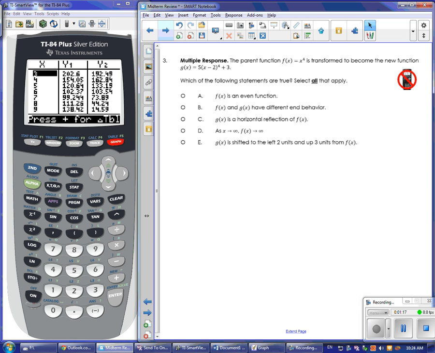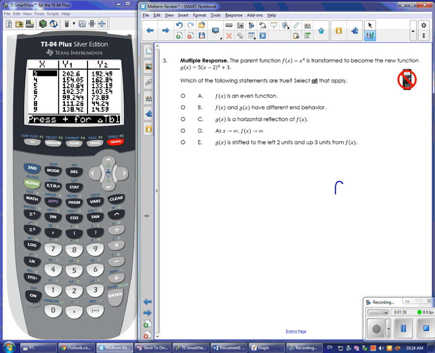Okay, so problem number 3, this is a multiple response problem, and basically that means that there can be more than one correct answer. So you're given the parent function f of x is x to the 4th, and it's transformed to become the new function 5 times the quantity x minus 2 to the 4th plus 3. And let's just go over a quick review of what those transformations are.